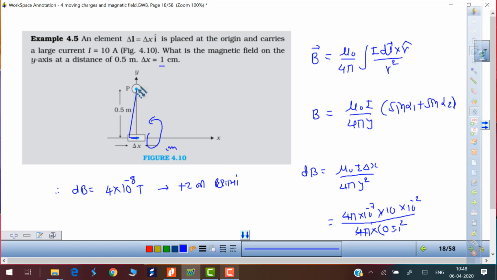This angle is alpha 1, this angle is alpha 2, and both the side angles are the same, so you can write 2 times sin alpha. What is sin alpha? The opposite upon hypotenuse, opposite is delta x by 2, and this hypotenuse is almost 0.5, like y itself.